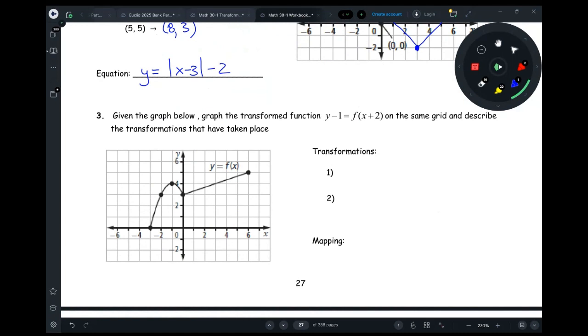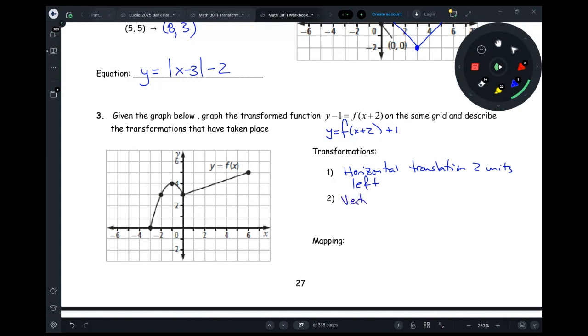Given the graph below, graph the transformation y minus 1 is equal to f of x plus 2 on the same grid and describe the transformations. Again, I would feel more comfortable if I isolated that y. But what I'm seeing here is a horizontal translation 2 units left. Because in order to get the correct transformation there, I have to subtract that 2 to move it over to get what x is on its own here.